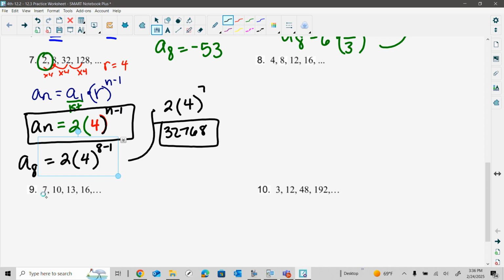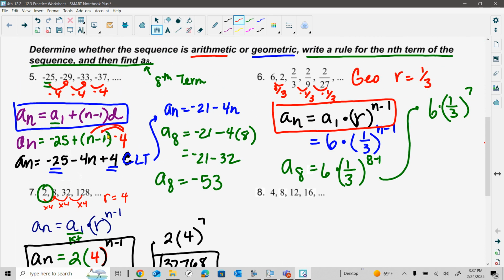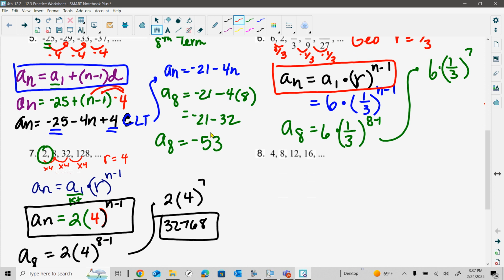So hopefully, like you see this number 9, it is adding 3 each time. Because we have repeated addition, or a constant of adding 3, this is arithmetic. And so the formula for that is a sub n equals a sub 1 plus n minus 1 times d. Number 9 is similar to what we did here on number 5. All right. Try to plug in your parts, distribute your d, your common difference, and then combine like terms. Okay, you are going to need to simplify here.